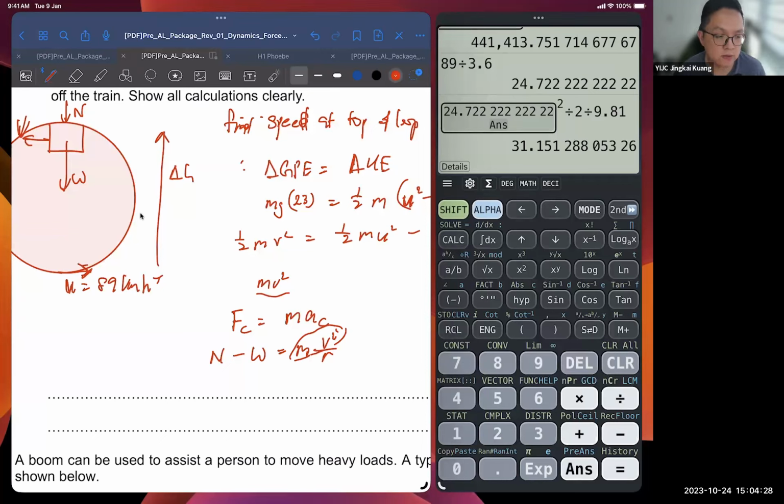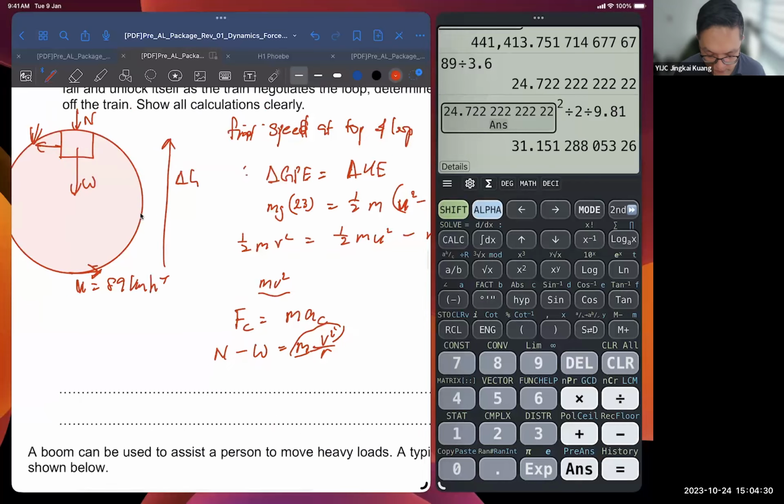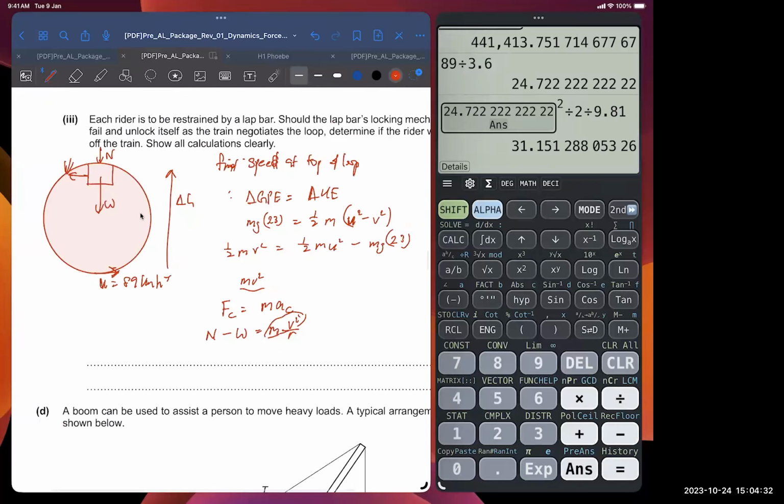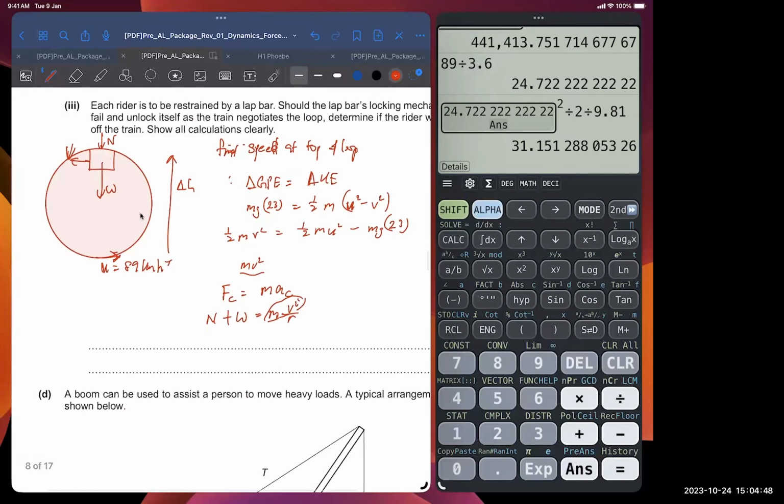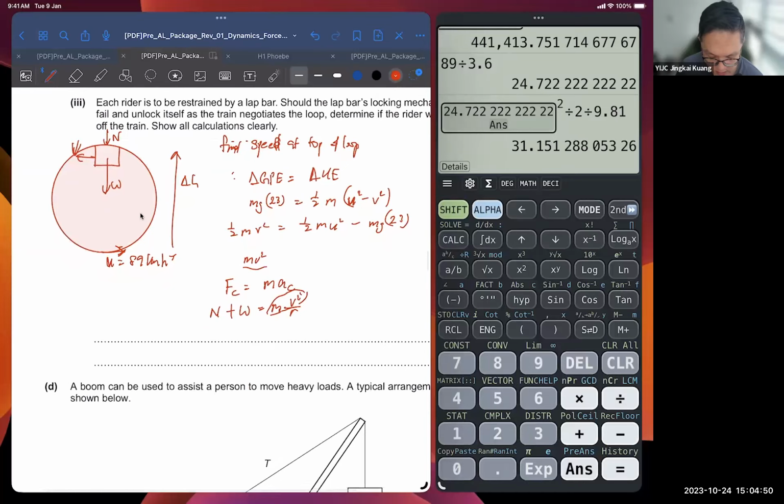If less than 0, that means you will lose contact. Should be okay, right? FC equals N minus W. Is that at the bottom or at the top? Oh yeah, N plus W, sorry. N plus W at the top, because now your normal force is working together with your weight. Yeah, that's all for N.